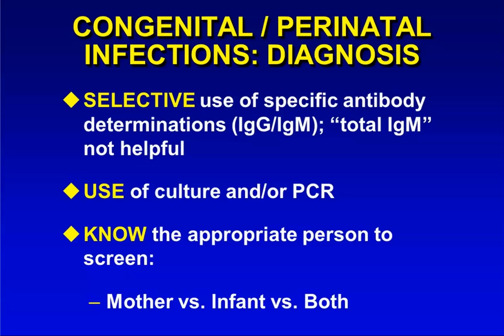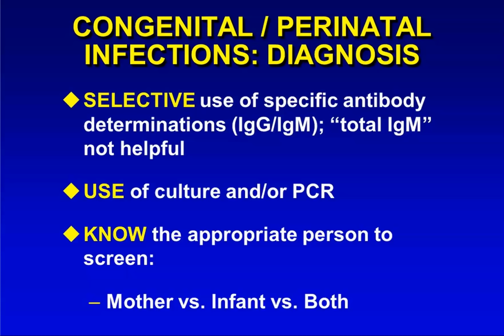So we should know which antibodies to test selectively. We should know which ones we would prefer to use culture and/or PCR. Polymerase chain reaction has revolutionized the diagnosis of many infections, certainly HIV, but it has also revolutionized the diagnosis of congenital infections in babies. And we would prefer a culture or a PCR in the baby than relying on antibody titers that, as I mentioned, may reflect maternal antibody or may have false positive results.